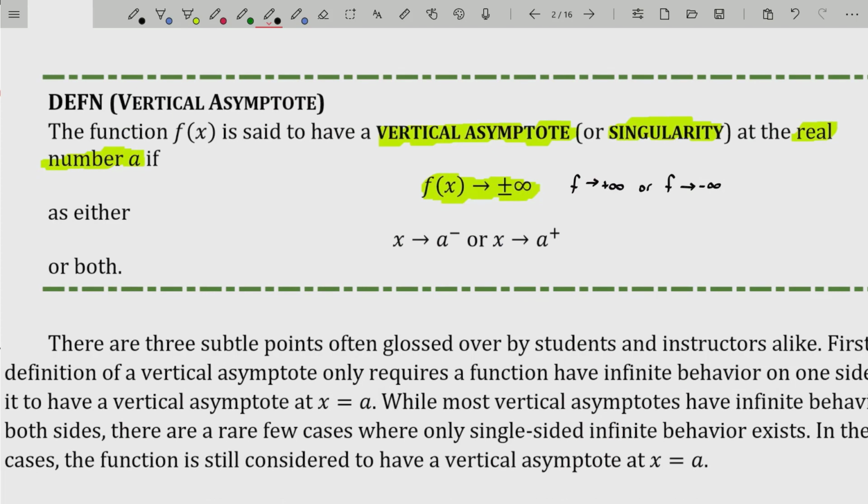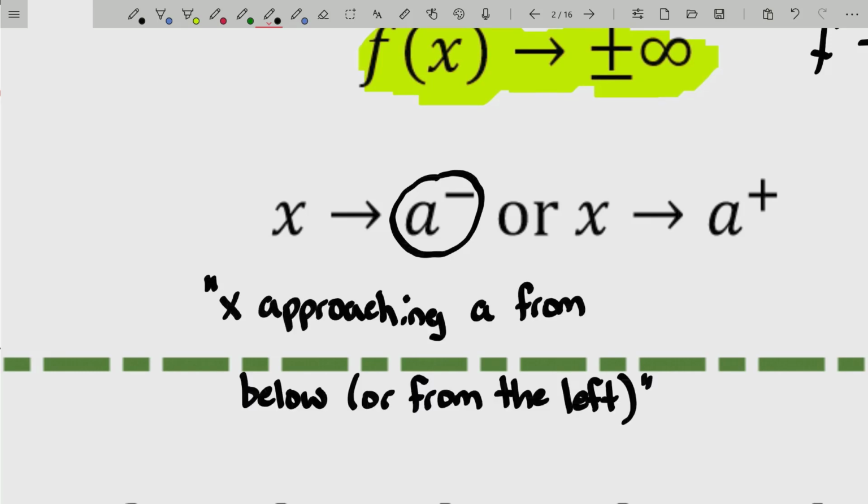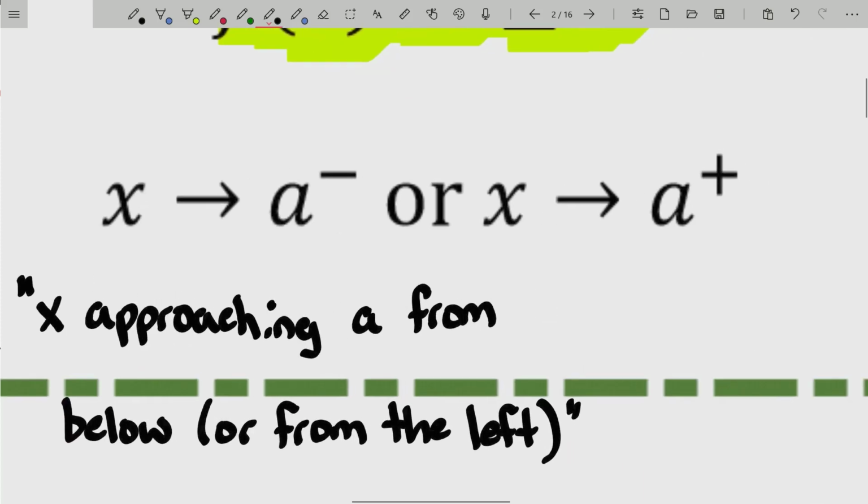And that should be true as either x is approaching a, and I want to note what this looks like. This notation is a calculus notation. This just means x is approaching a from below, is what we normally call it, but it really means from the left. So as x approaches a from the left-hand side of a, you want your function to either approach plus or minus infinity. It doesn't actually have to be that, but whatever.